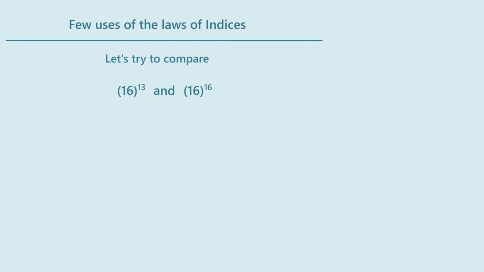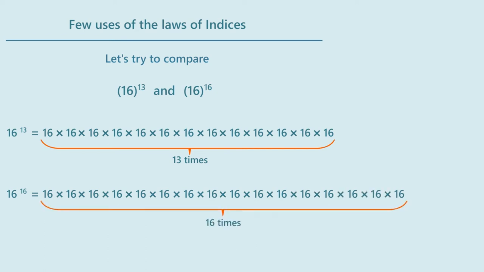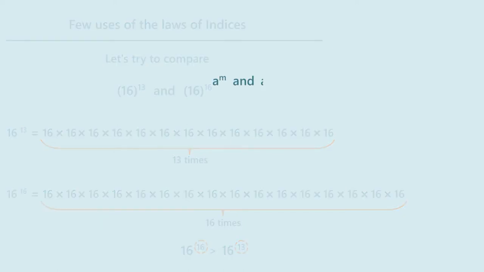In this case, simply recalling the definition of the index form is enough. We know that 16^13 is equal to 16 into 16 into 16 written 13 times, that is, multiplication of 16 with itself 13 times. And 16^16 is equal to multiplication of 16 16 times. Now, this directly tells us that 16^16 is greater than 16^13 as it involves more number of 16s in multiplication than in 16^13. Generalizing this, we can say that among a^m and a^n, a^m will be greater than a^n if m is greater than n.